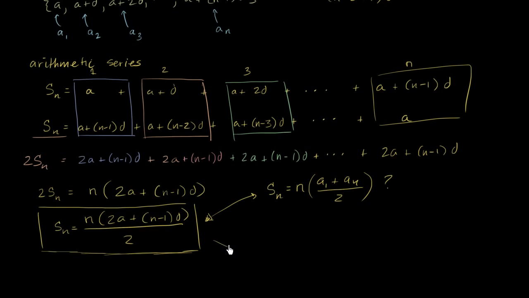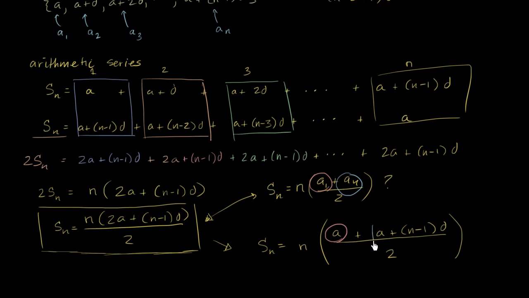So this could be rewritten as s sub n is equal to n times a plus a plus n minus 1 times d. I just broke up this 2a into an a plus a. All of that over 2. And you see, based on how we defined this thing, our first term, a1, is a. And then our last term, a sub n, is a plus n minus 1 times d.